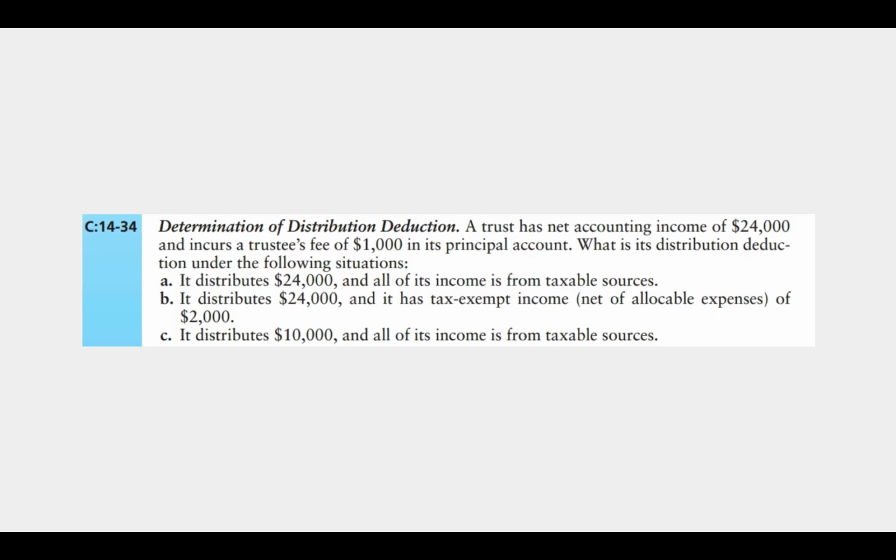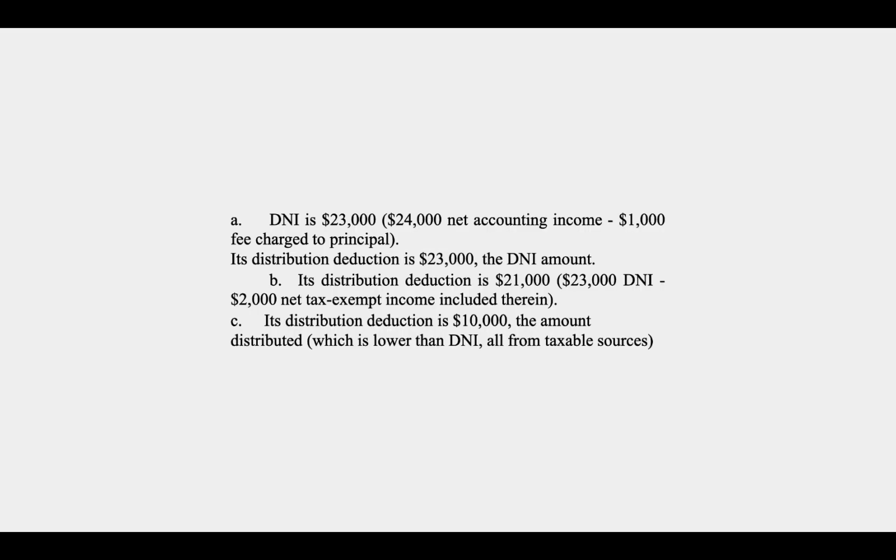All right, here we have a trust. It has net accounting income of $24,000, and it incurs a trustee's fee of $1,000 in its principal account. What's the distribution deduction under the following situations? So A, it distributes $24,000 and all of its income is from taxable sources. Okay, so it's all taxable. So the only adjustment we're going to have to make is the trustee's fee of $1,000 because it was charged to the principal account. It wasn't distributed. So distributable net income is accounting income minus the adjustment for the $1,000 charge to the principal account. So DNI is $23,000.